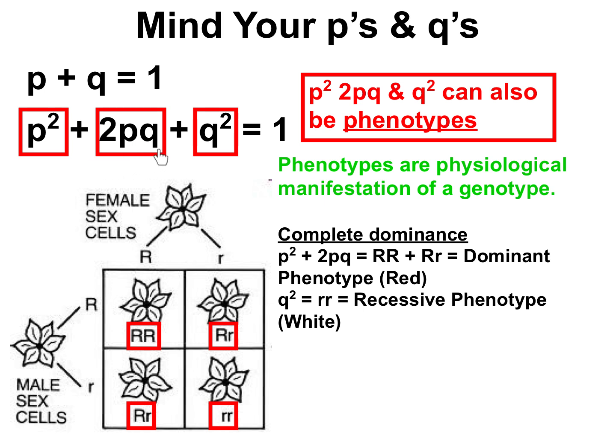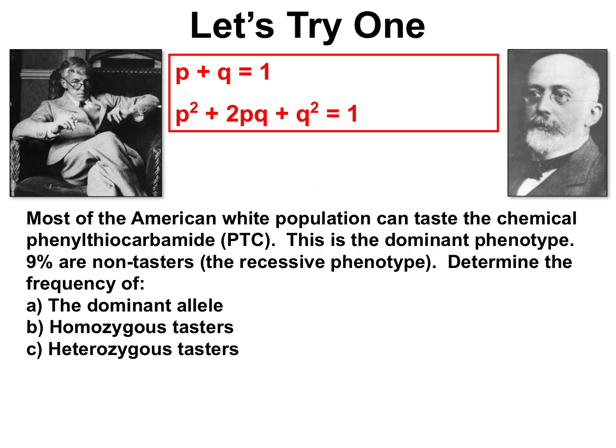The bottom equation is also used to represent phenotypes. A phenotype is the physiological manifestation of a genotype. In these flowers, imagine that red color is dominant to white color. And this means that big R, big R and big R, little r genotypes have the dominant phenotype of red. Little r, little r gives the recessive phenotype of white. So, P squared plus 2pq is the frequency of the dominant phenotype, red, and Q squared is the frequency of the recessive phenotype, white.